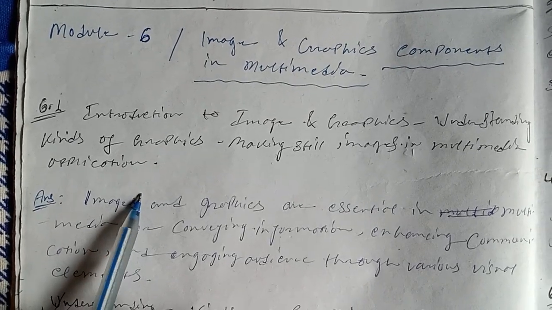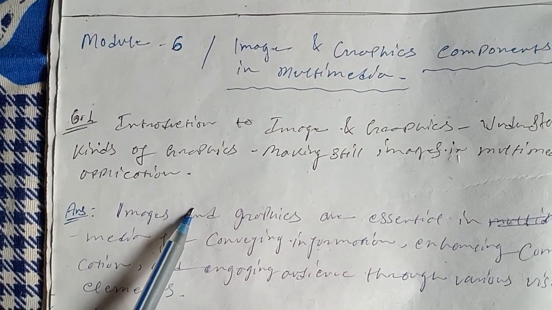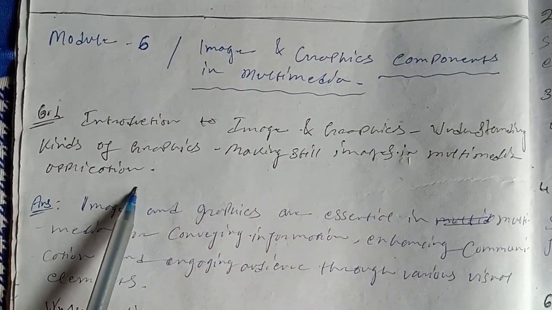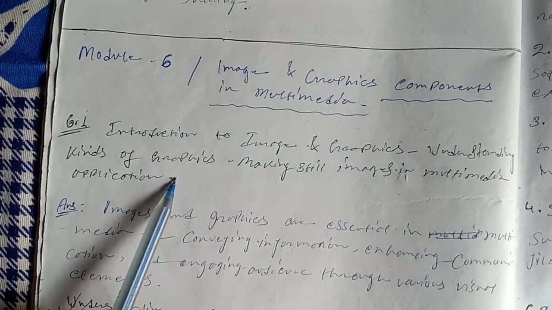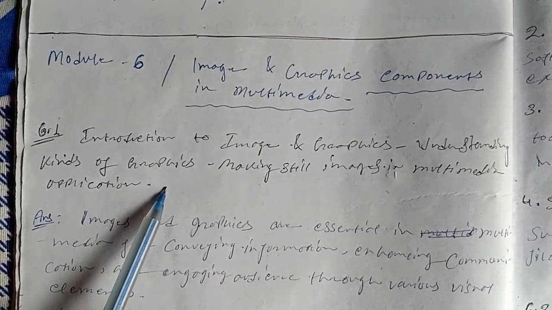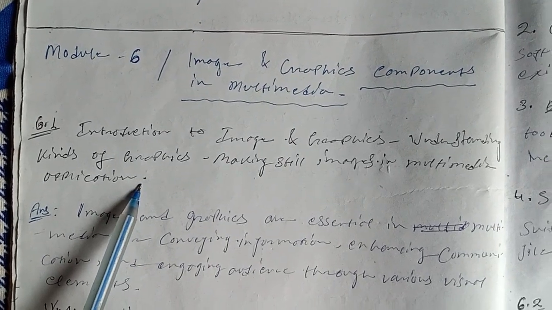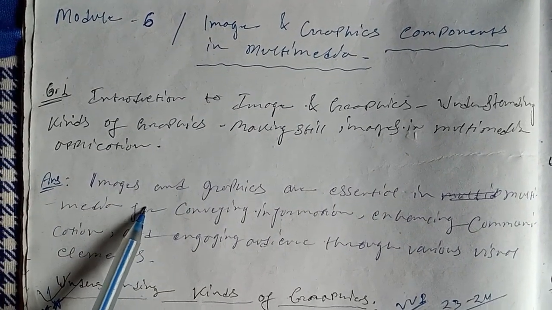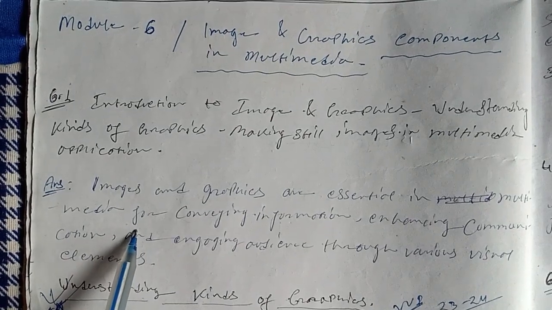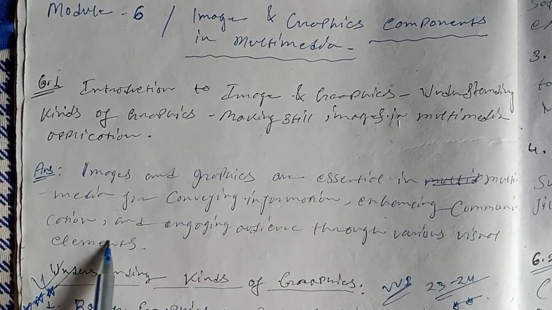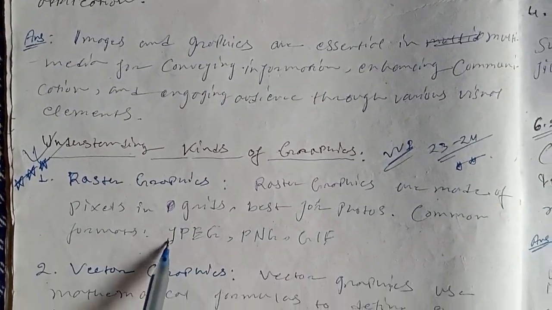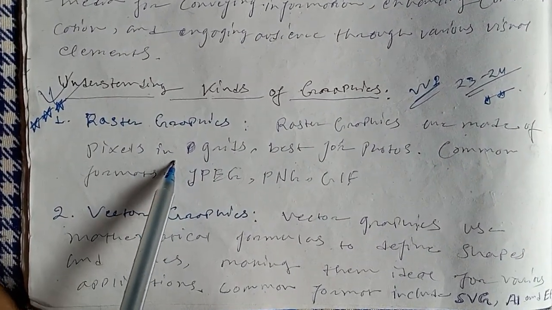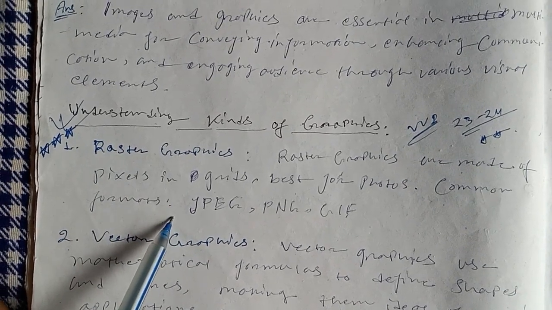We'll start our sixth module, that is image and graphics components in multimedia. It's a little big chapter, and our first topic is the introduction to image and graphics, understanding kinds of graphics, making still images in multimedia applications. Images and graphics are essential in multimedia for conveying information, enhancing communication, and engaging the audience through various visual elements. Then we have understanding kinds of graphics: raster graphics and vector graphics.